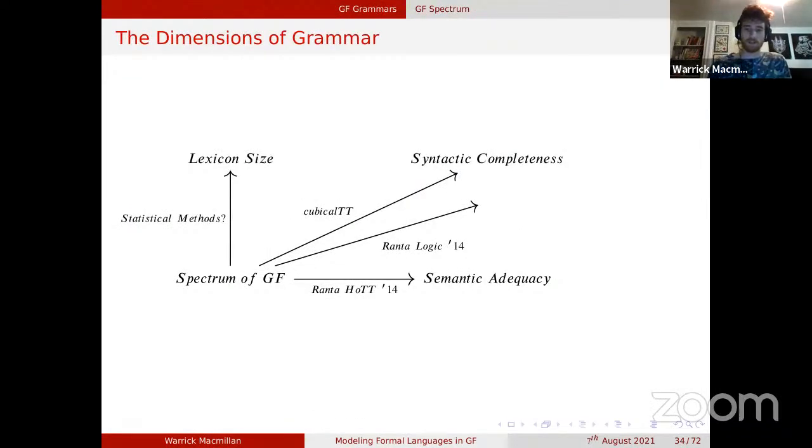This is just a diagram showcasing these. We have syntactic completeness and semantic adequacy, and we have our three grammars. Maybe this diagram is better to look at after. And then the last dimension is lexicon size. What kind of coverage do you have? This is where statistical methods might come into play. Please review Krasmer's talk.